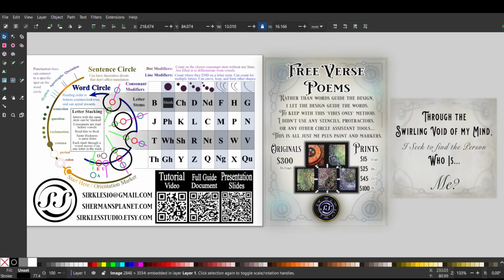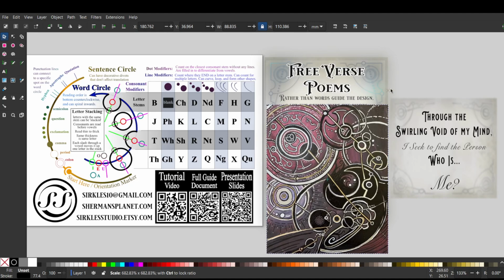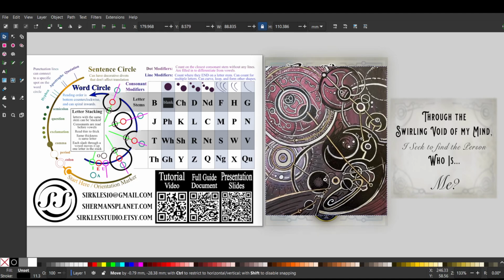The design we'll be talking about this time is this one here, which says, "Through the swirling void of my mind, I seek to find the person who is me." And this design, rather than being a translation of this quote put to an artwork, I drew the artwork first, meaning I started with the colorful canvas and then I put in the circles and tried to form them into a poem. And I'll show you what I mean by that in just a second, because my art is indeed a language. And let me make this bigger.